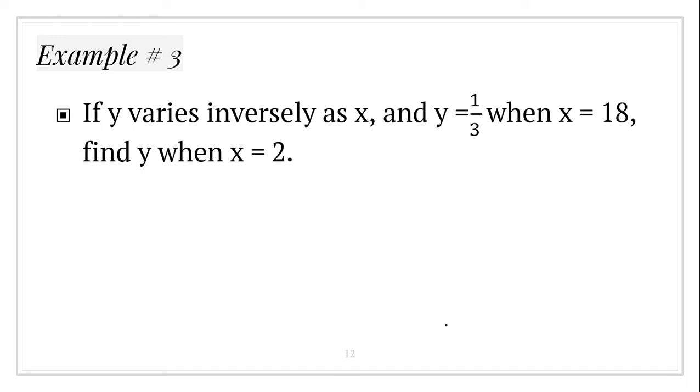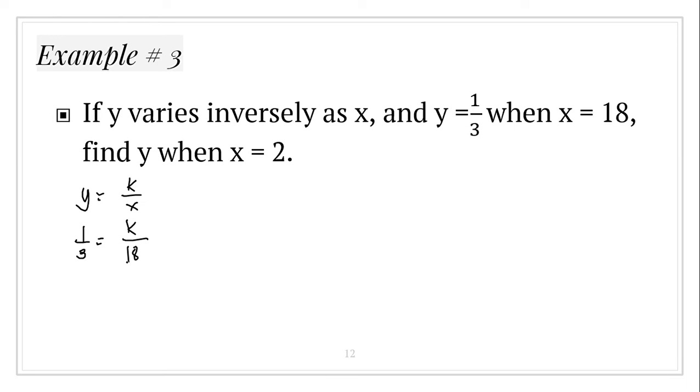So we have example number 3. If y varies inversely as x and y is equal to 1/3 when x is equal to 18, find y when x is equal to 2. So again, we have here the formula y is equal to k over x. So first we have to find the value of k, the constant of variation. So substitute the values. y is equal to 1/3 is equal to k over x, which is 18. And then we have to solve for k.